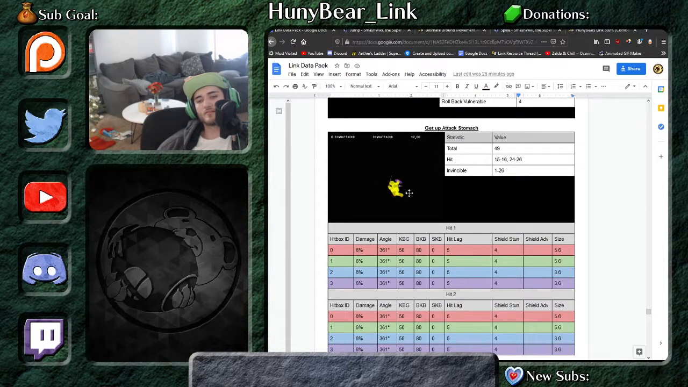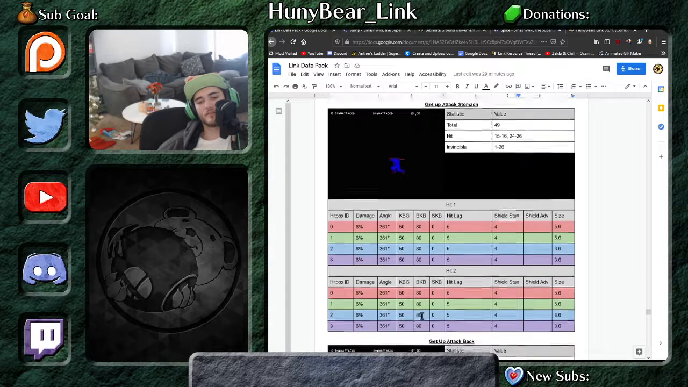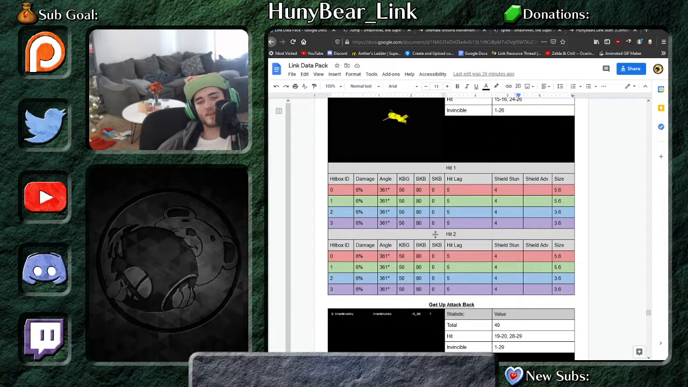You're going to notice here, when Link lands on his stomach, he's going to hit behind him first, and then it's going to hit in front of him with huge disjoint. It's invincible frames 1 through 26. This is the data. It has a lot of base knockback. That's why you can't ASDI down.